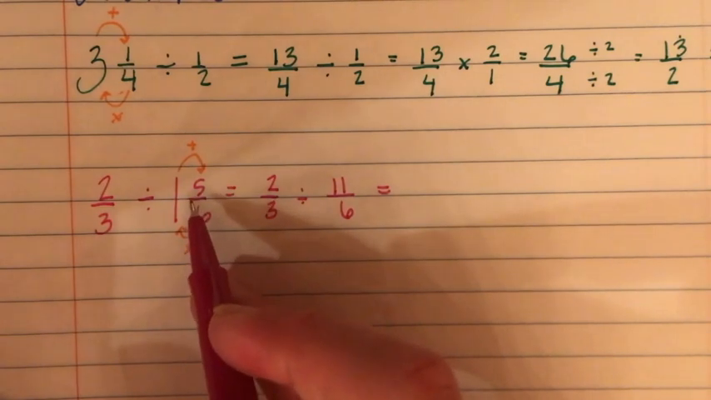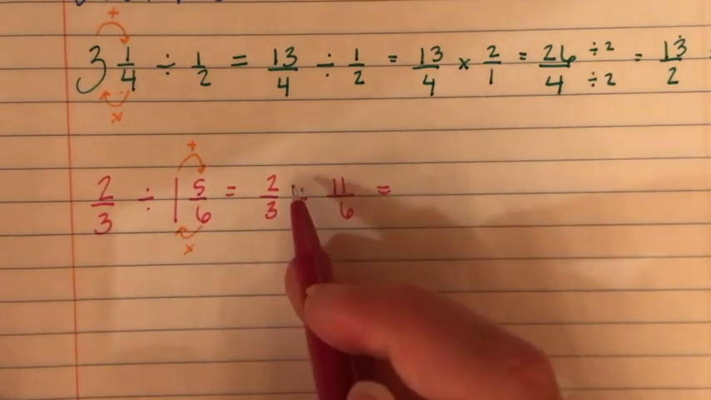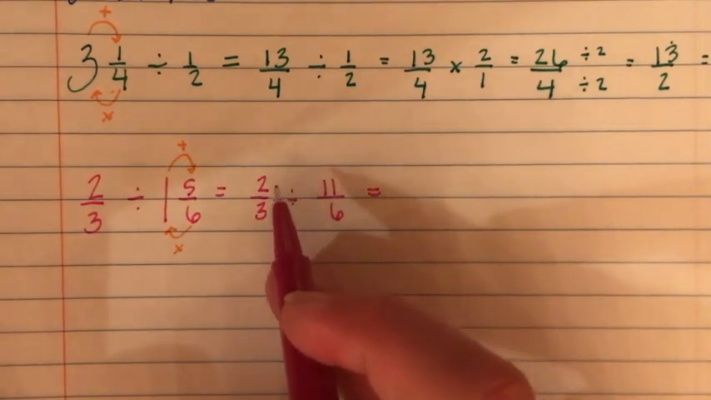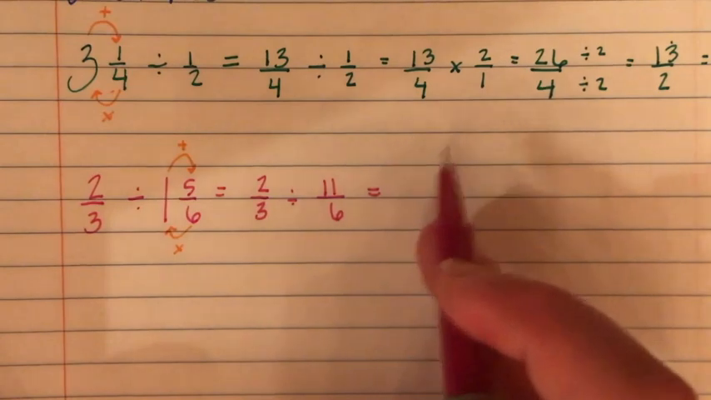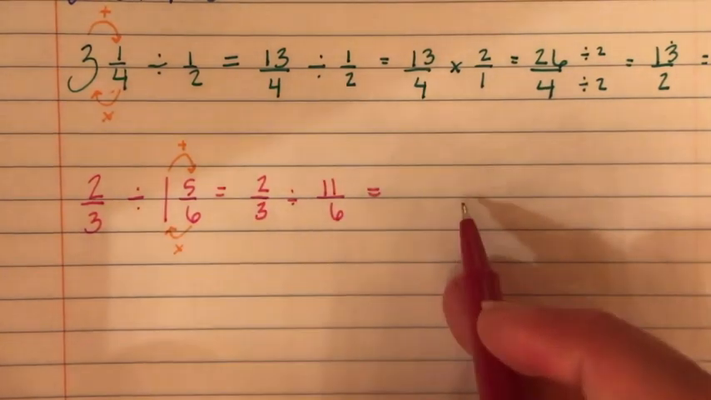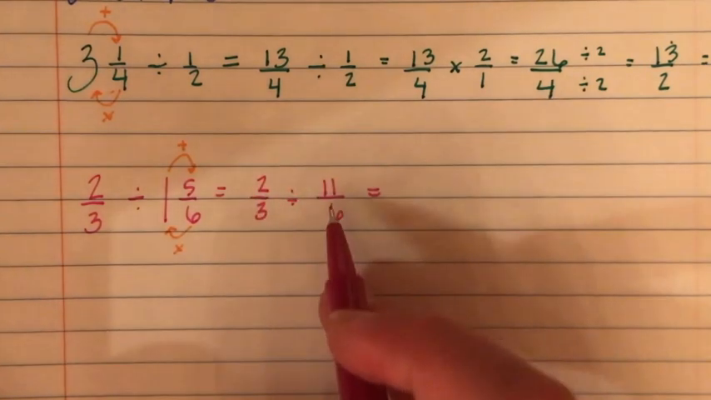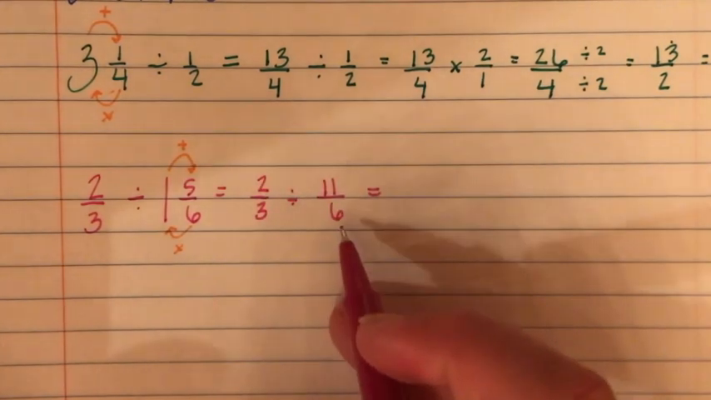Now I wouldn't recommend not rewriting it, because in your head you might think, oh, okay, I got 11/6, and so you just write 11/6 and you multiply across and now you have the wrong answer. So I would recommend rewriting it, doing 2/3 divided by 11/6 and then doing your flipping and multiplying, just so in your head you can keep track of things a little bit better and you don't make little mistakes like forgetting to flip.